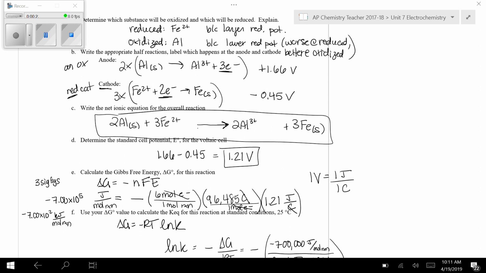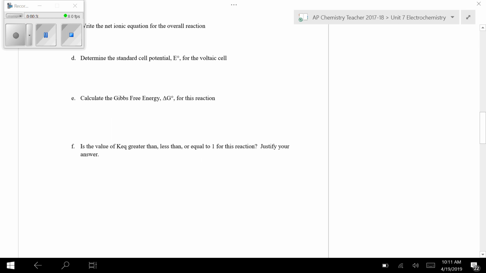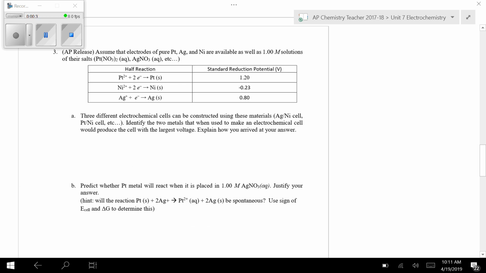And from the voltage, you could find delta G. You could also use delta G equals negative RT ln K to find the equilibrium constant. So there's a relationship between voltage and equilibrium and delta G. So that's cool. We're seeing all those connections here. But there's different types of applications we might see. So let's take a look at some of them.